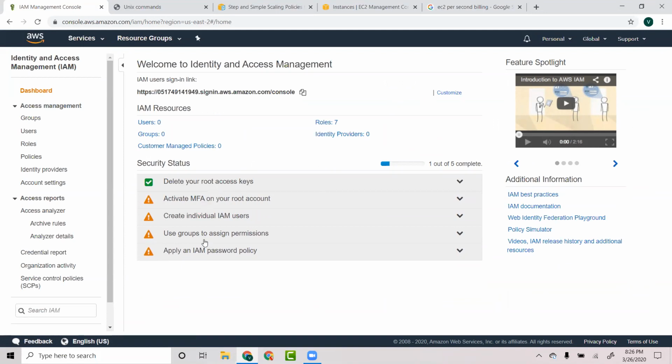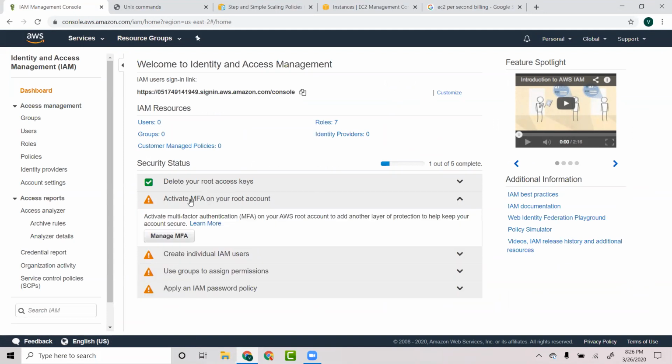AWS recommends you do all of these ones. Activate your MFA. MFA stands for multi-factor authentication on your root account. Especially on your root account, it's critical to have multi-factor authentication. Especially for any of your corporate accounts; personal is fine. For what we're doing it's fine, but it's definitely not recommended to have just the password for your root account. You want your password and some other multi-factor.